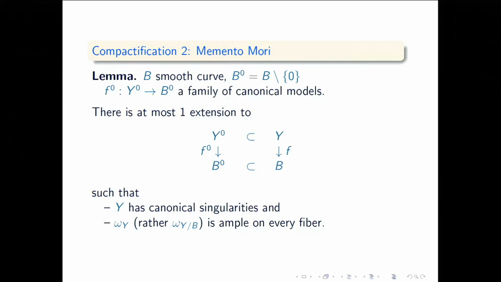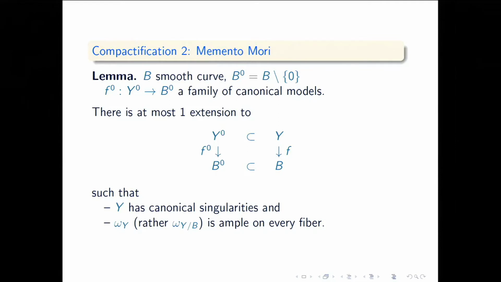Okay, so what are we getting here? There is a rather simple lemma. I would like to find here a one parameter compactification. So, I imagine here that I start with an open curve B0, compactify it to B, and I already have some nice family over B0, and then I would like to compactify this family.